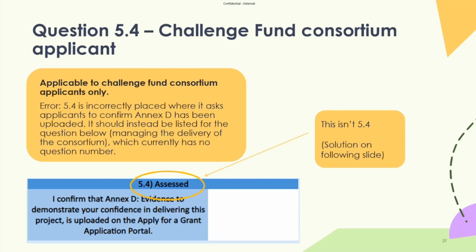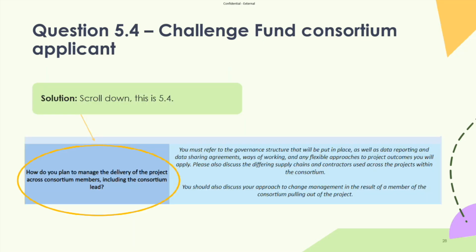In question 5.4, there is a small typo on here. So as you look down, 5.4 is not asking you to confirm that Annex D has been submitted. That relates to the question above. 5.4 is the question below, which is this question. So if you look at the application, you will see that there's this question with no number attached to it. That is question 5.4.